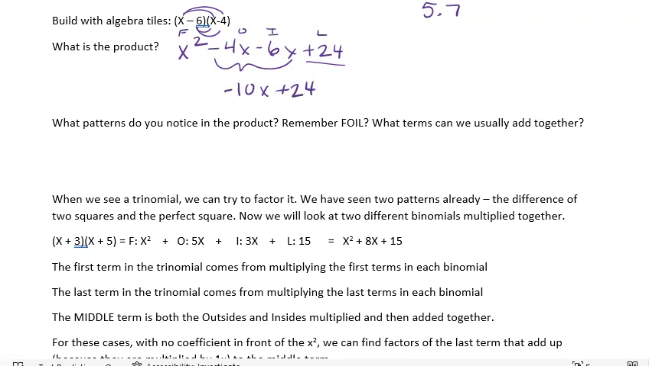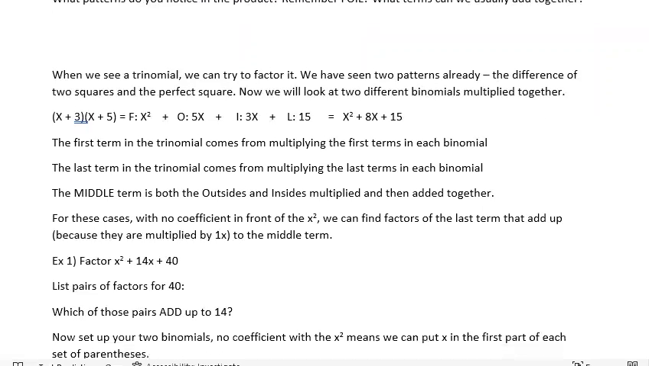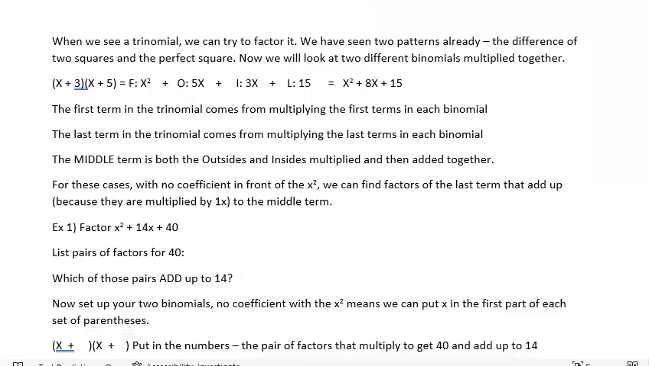So if you were doing a bunch more, you would see these same sorts of patterns. Now we're going to be working backwards. We're going to see the trinomial, and we're going to go backwards to the factoring, to its factors. We've already looked at two patterns, the difference of two squares and the perfect square. So now we're just going to be looking at two different binomials multiplied together.